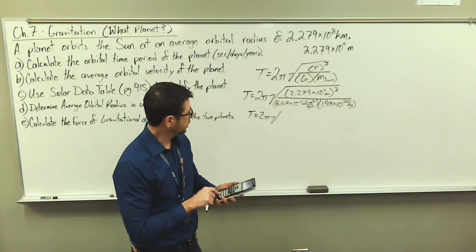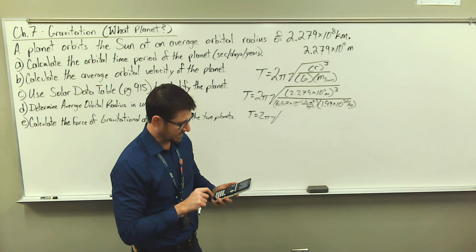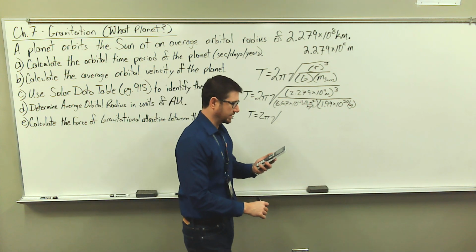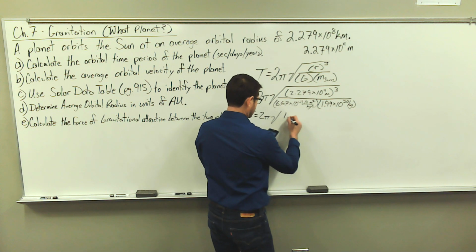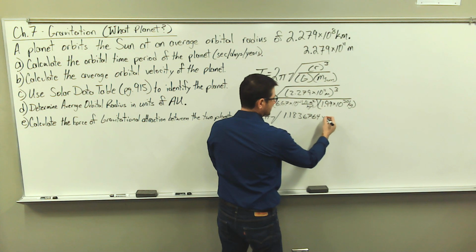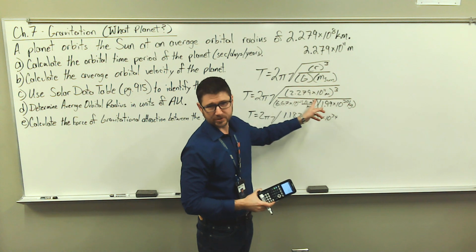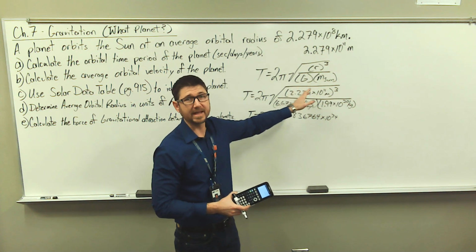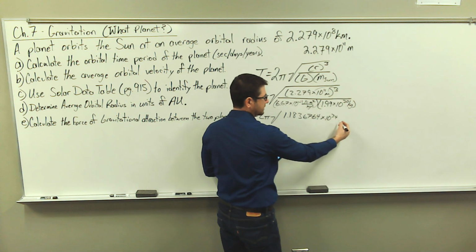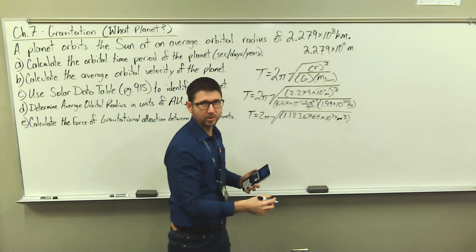So we've got 2.279 to the 11th power. And we are going to cube that value. That's going to give me 1.1836764 times 10 to the 34th. And right here, not only do we have to cube the numerical value, we have to cube the unit value. So cube the numerical value and cube the unit value. So we're going to have units of meters cubed in the numerator.